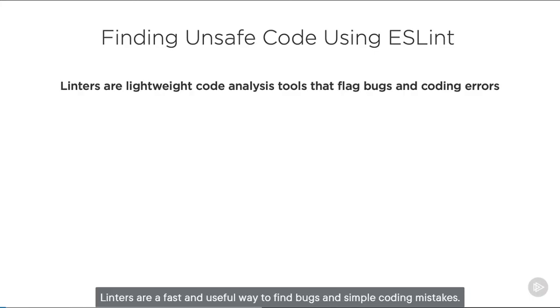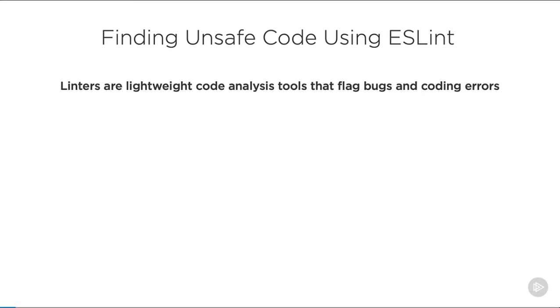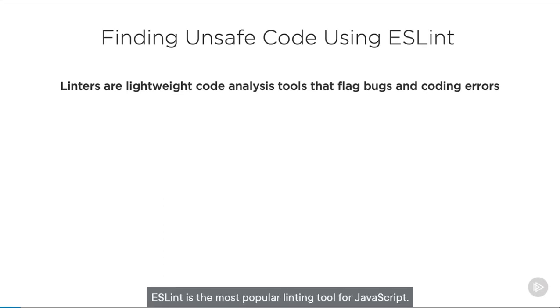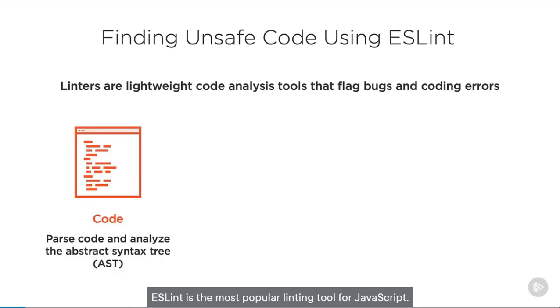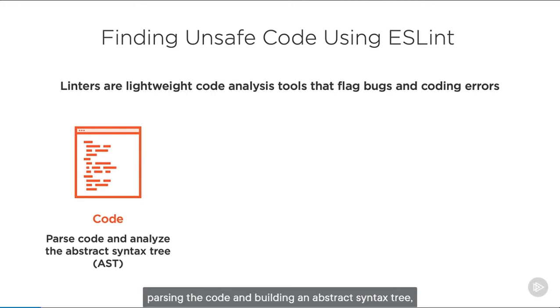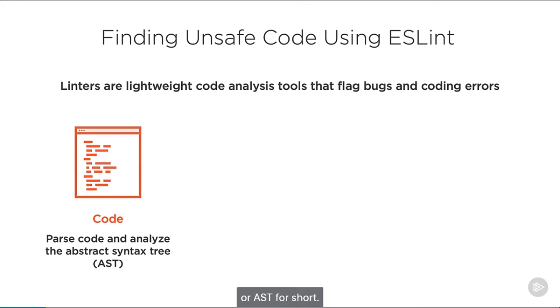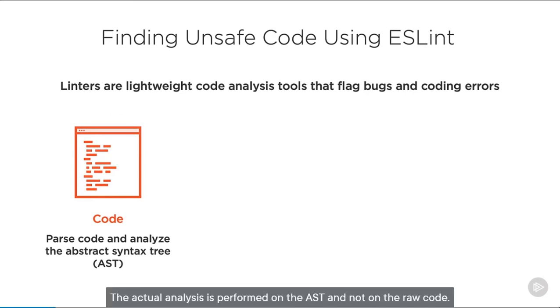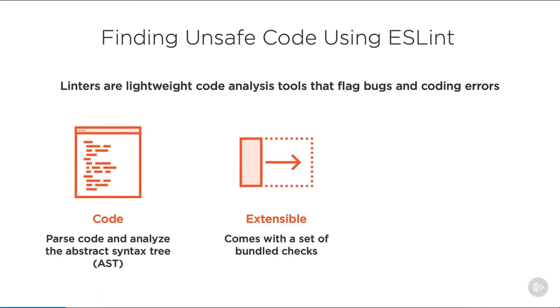Linters are a fast and useful way to find bugs and simple coding mistakes. ESLint is the most popular linting tool for JavaScript. Linting and code execution start with the same step, parsing the code and building an abstract syntax tree, or AST for short. The actual analysis is performed on the AST and not on the raw code.